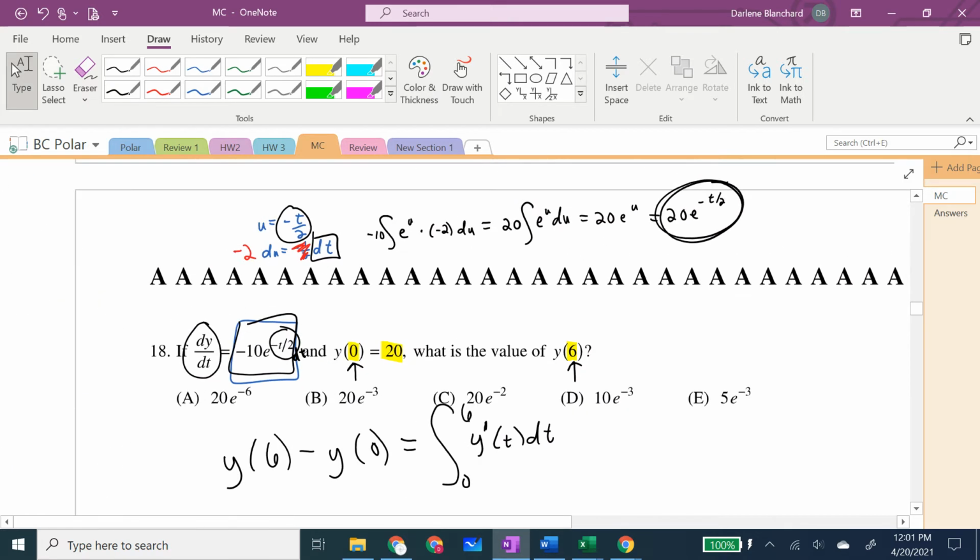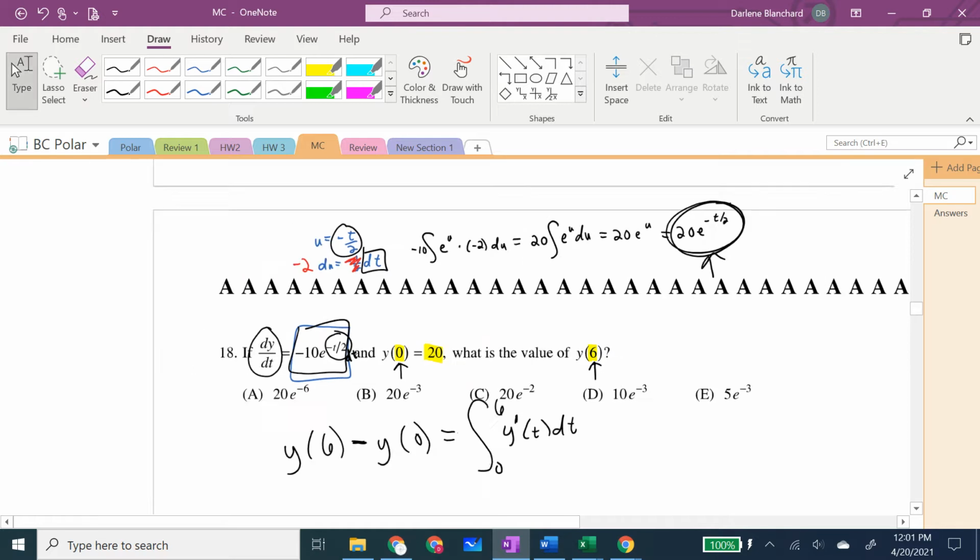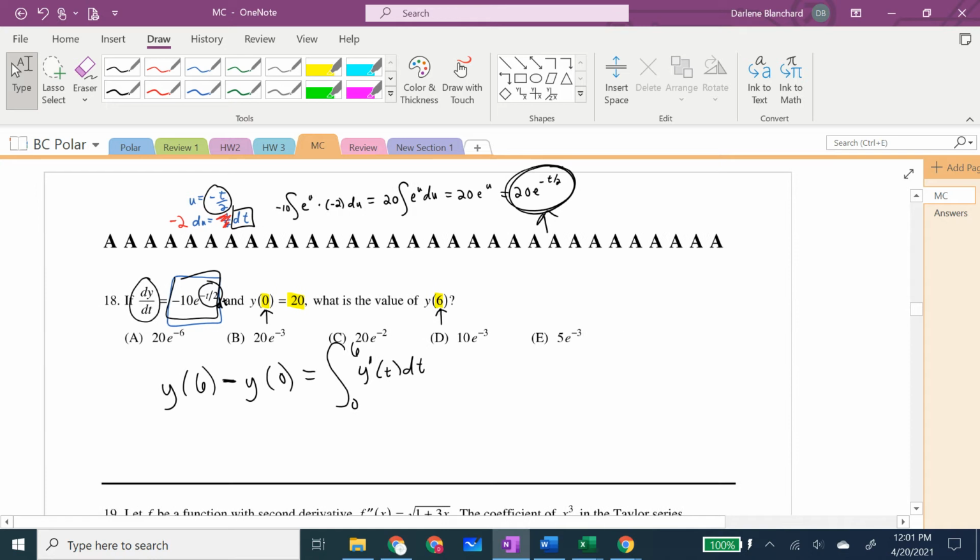So my y function is that plus a constant, but if I'm subtracting two different y values, the plus a constant is irrelevant. You can go ahead and put a plus c and watch it subtract out if you like.